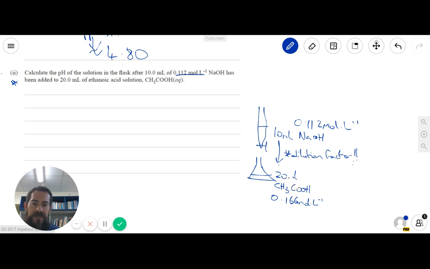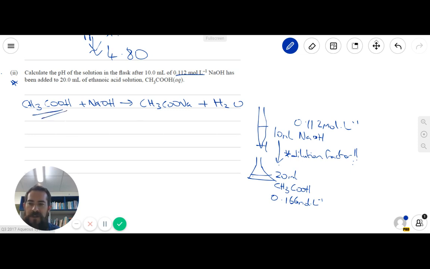And what we've done is we've added 10 mLs of the sodium hydroxide to the ethanoic acid. So we've diluted the ethanoic acid. Now what we've done here is we have neutralized some of our ethanoic acid, using the strong base, and we've made the sodium ethanoate, and we've made water. But the thing is, we're not at equivalence point here, so there is still some ethanoic acid left.